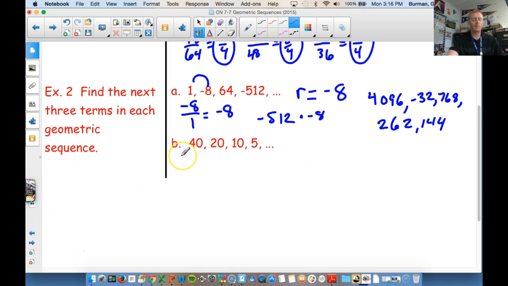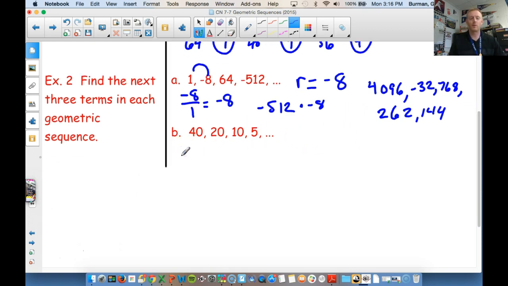Moving along here to example B, as we're trying to keep this flowing for you so you guys don't have to take too much time with me yapping at you.